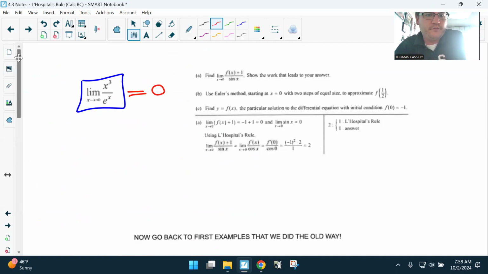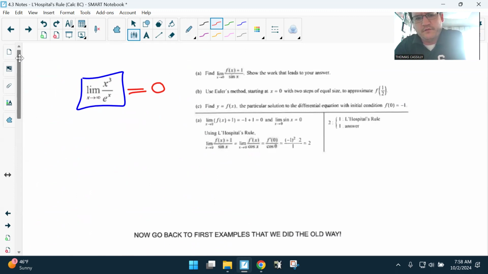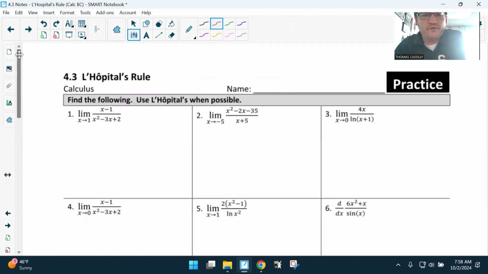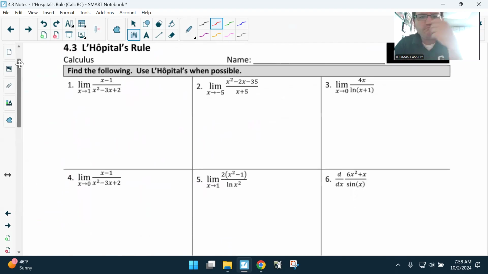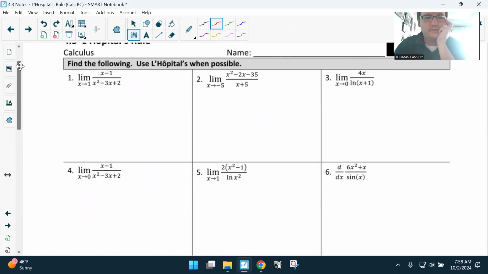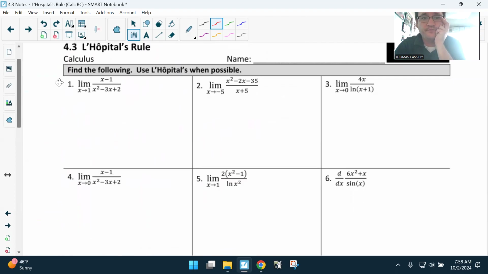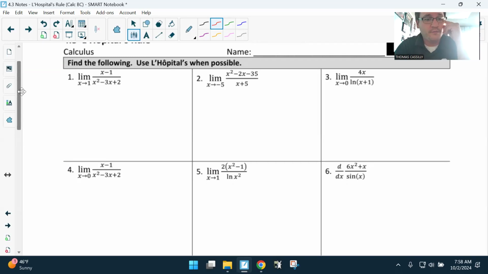I don't really want to do all that stuff over there. So maybe let's just do one of these. Now, if you look at these, you might not necessarily need to do L'Hopital's rule on them. So it says when possible. So you still need to double check to make sure that it applies, that you do have that indeterminate form. But some of these might factor and cancel.